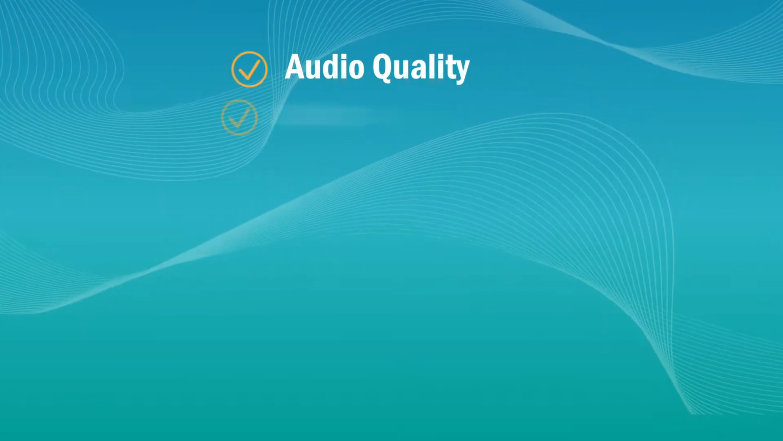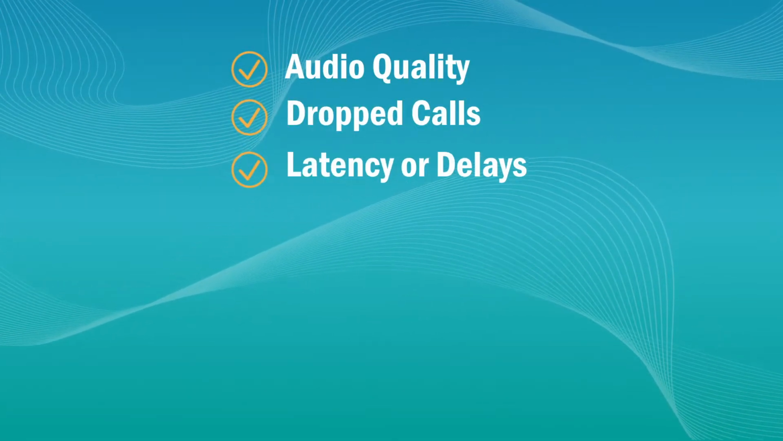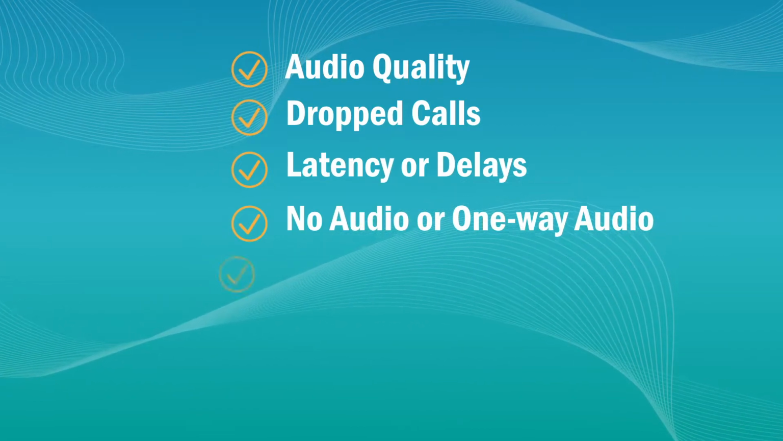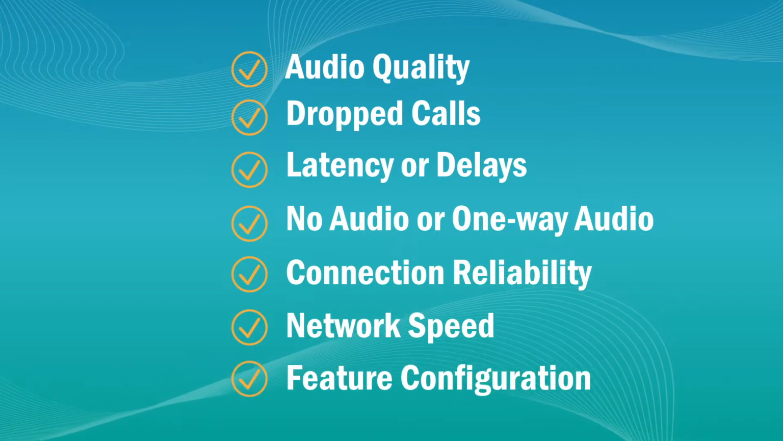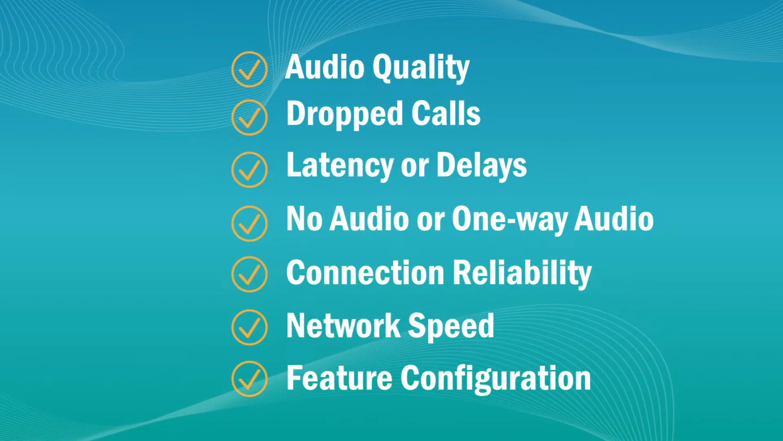When you're testing, you'll want to pay attention to audio quality, dropped calls, latency or delays, no audio or one-way audio, connection reliability, network speed, and make sure any features that you've configured operate exactly how you want them to. For specific fixes to these issues, you should check out our video on troubleshooting common VoIP problems linked below. But in general, it's worth double checking your router's firewall, QoS, and SIP ALG settings, and opening ports on your router to your provider's recommended settings.